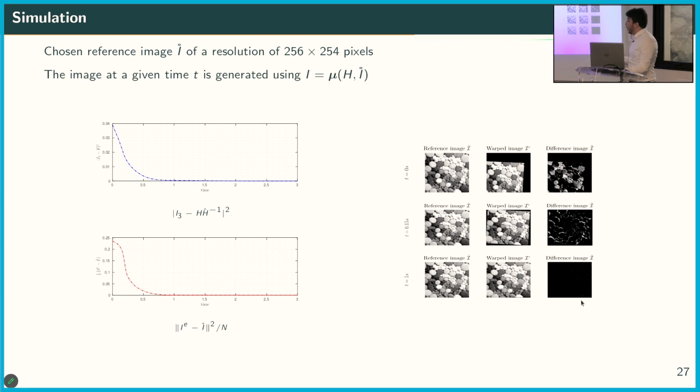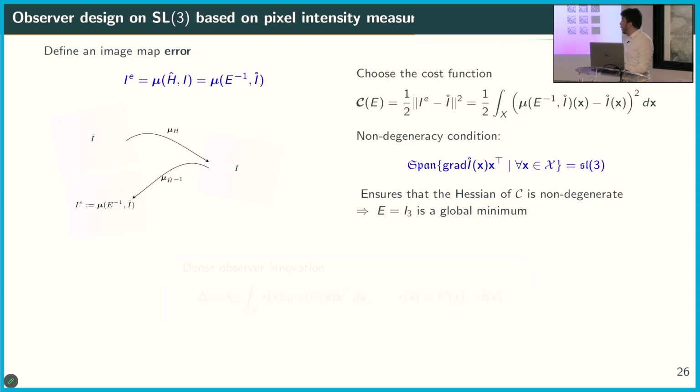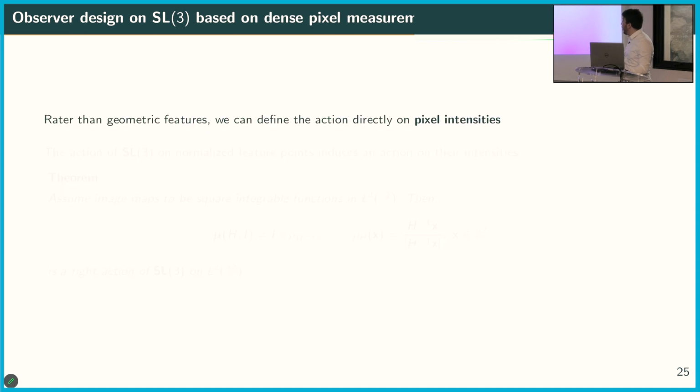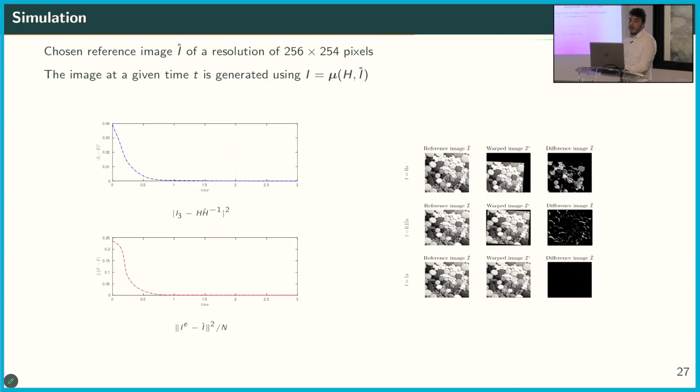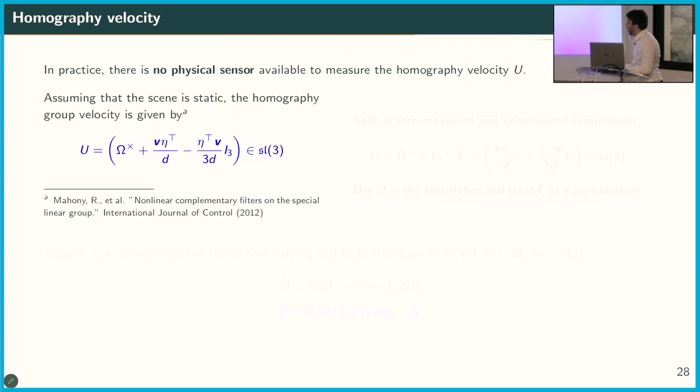The problem with this is that so far we have made the assumption that we have measurements of this u velocity that I spoke about before. The problem is that this u is not really measured. In practice, we cannot measure it, and we can even find an expression for it when the scene is static, which is given by the following expression.